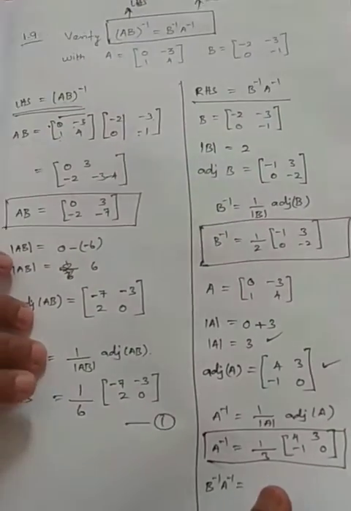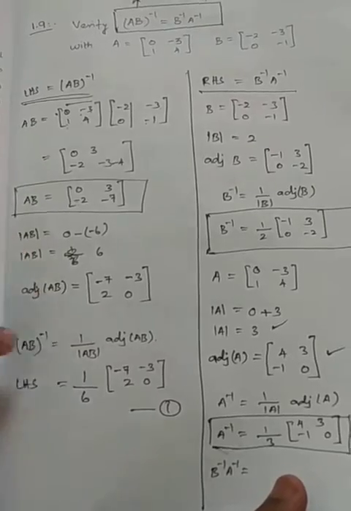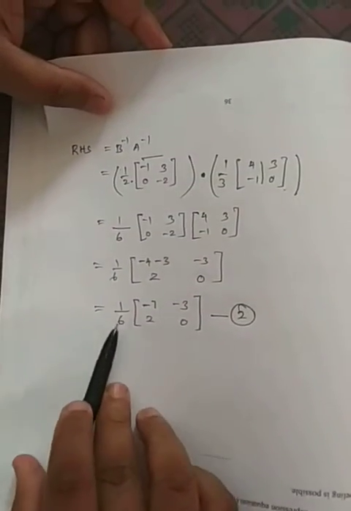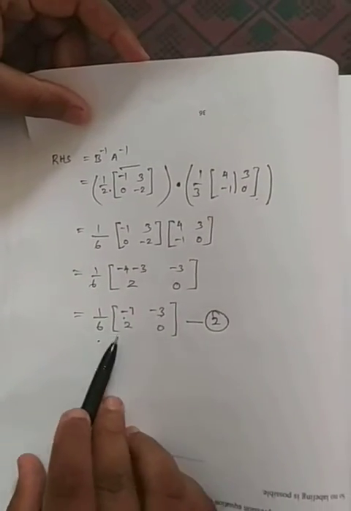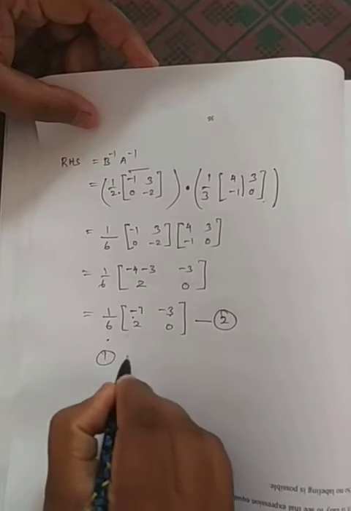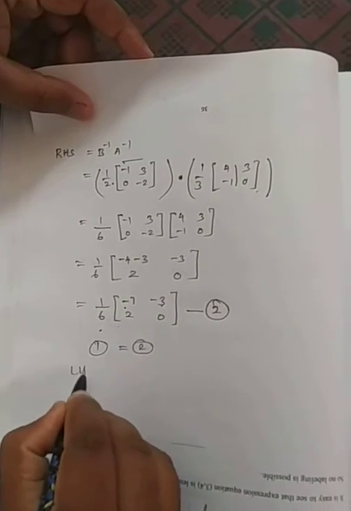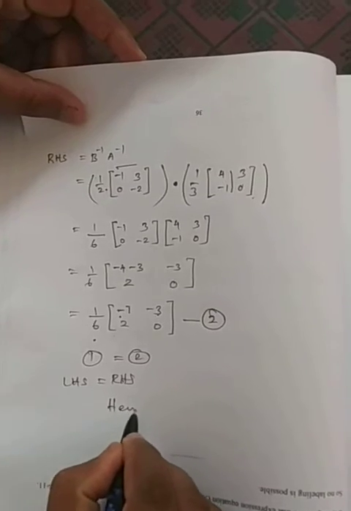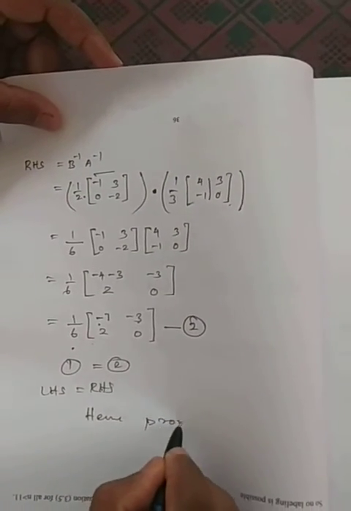Now you can see here LHS is 1 by 6, minus 7, minus 3, 2, 0 is there. RHS value we are getting same, 1 by 6, minus 7, minus 3, 2, 0. So here also equation 1 equal to equation 2, LHS equal to RHS, hence we have proved this one. That's the thing we proved. That's all about this one.